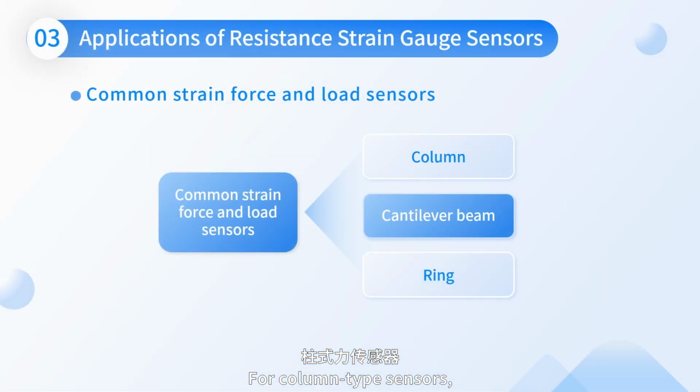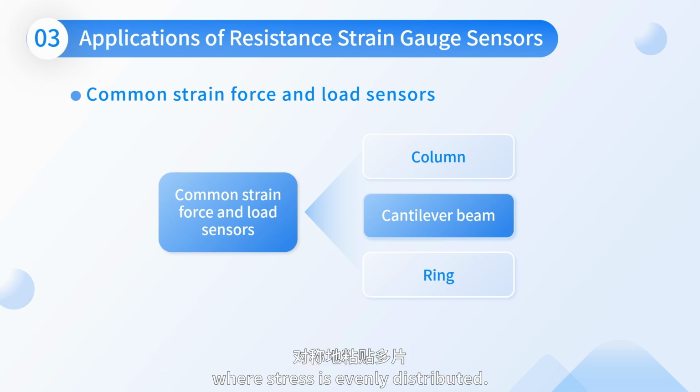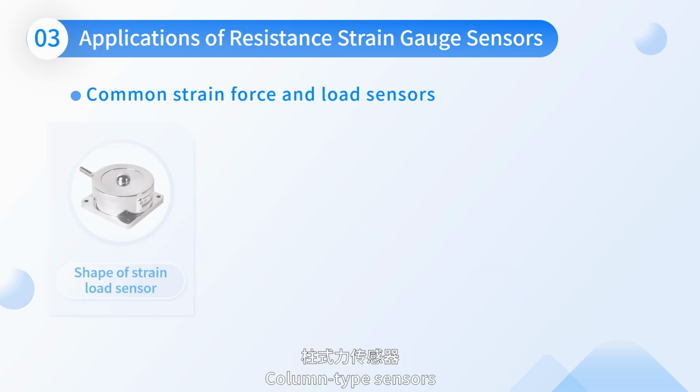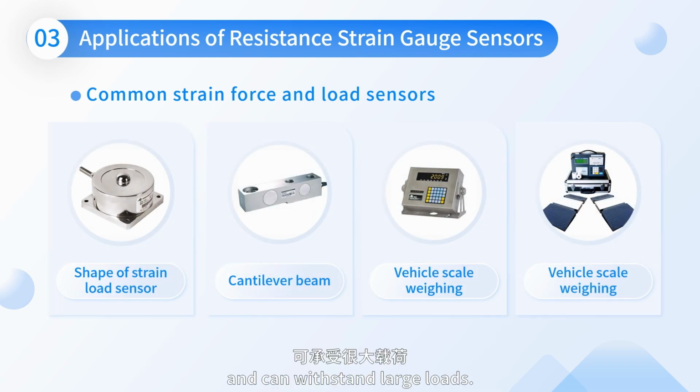For column-type sensors, strain gauges are symmetrically bonded to the middle part of the outer wall of the elastic body where stress is evenly distributed. When connecting the bridge, considerations are made to reduce the effects of load eccentricity and bending moments. Column-type sensors have a simple and compact structure and can withstand large loads.